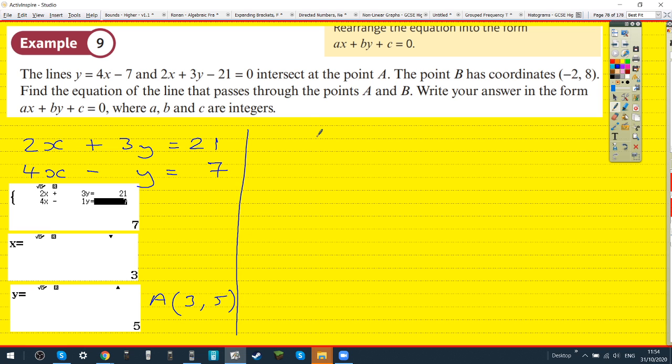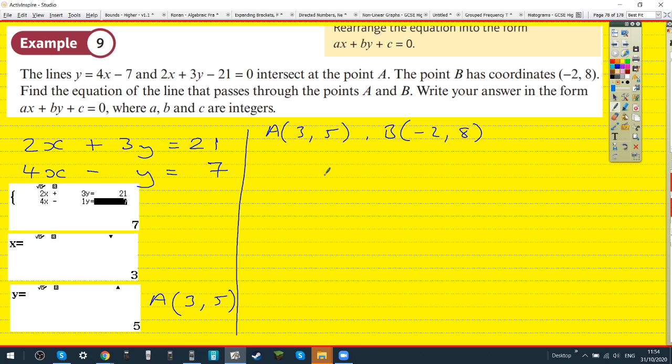So then can we use that to substitute it? If we substitute that into any of these, we'll just get C. We want the line that goes through A and B. So A is 3, 5. B is minus 2, 8. And we want the equation of the line that goes through. So you use m equals y2 minus y1 over x2 minus x1. You can do it that way, yeah.